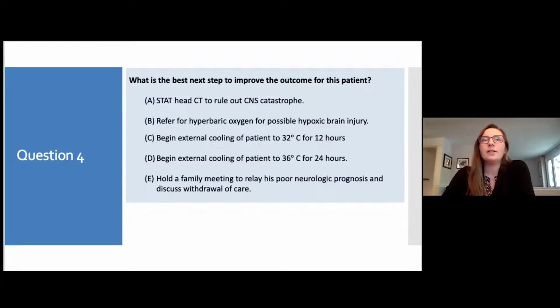Is it A, a stat head CT to rule out CNS catastrophe? B, refer for hyperbaric oxygen for possible hypoxic brain injury? C, begin external cooling of the patient to 32 degrees Celsius for 12 hours? D, begin external cooling of the patient to 36 degrees Celsius for 24 hours? Or E, hold a family meeting to relay his poor neurologic prognosis and discuss withdrawal of care? Take a moment to think about that.